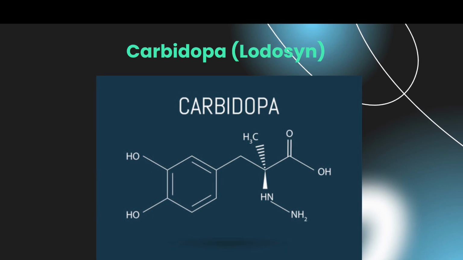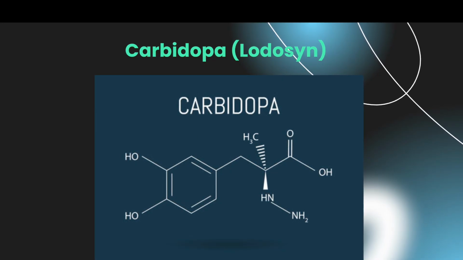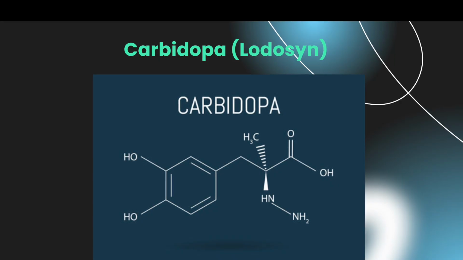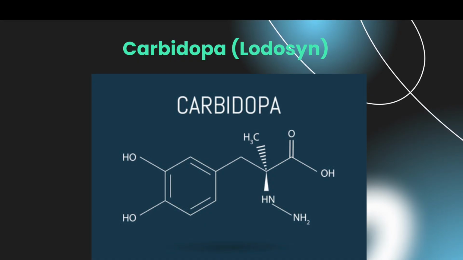Therapy for Parkinson's disease requires carbidopa, which is also known as Lodosyn. Although it isn't the primary therapy, it facilitates levodopa's entry into the brain without causing it to degrade too quickly. Using UCSF Chimera's 3D visualization, I will examine the chemical structure, mode of action, and clinical significance of carbidopa during my presentation.